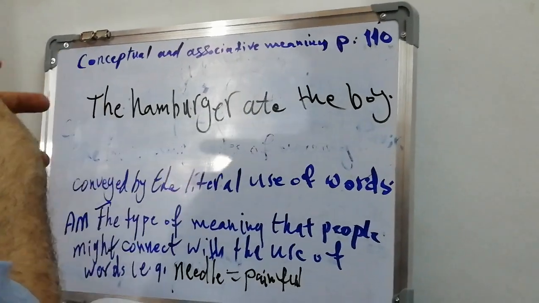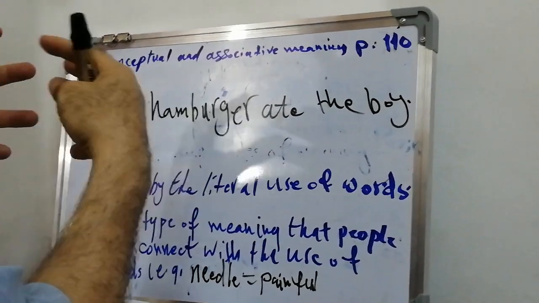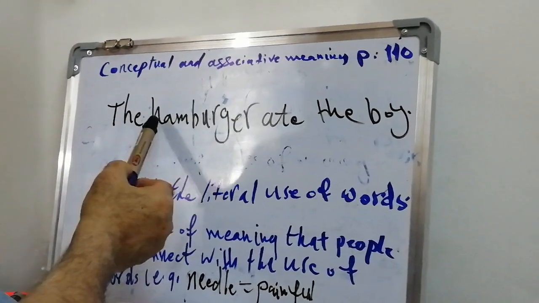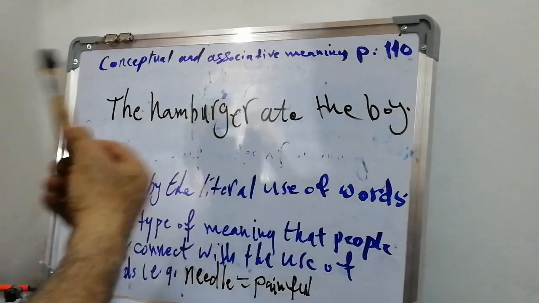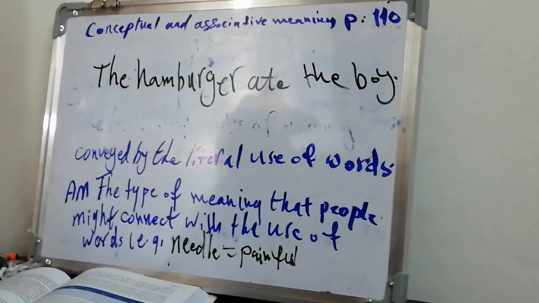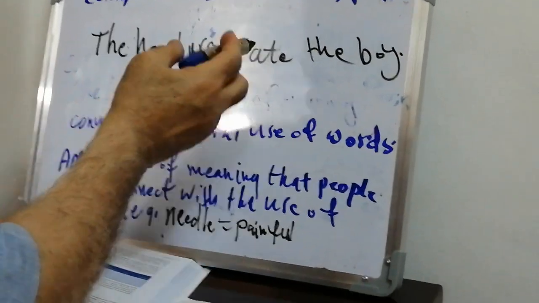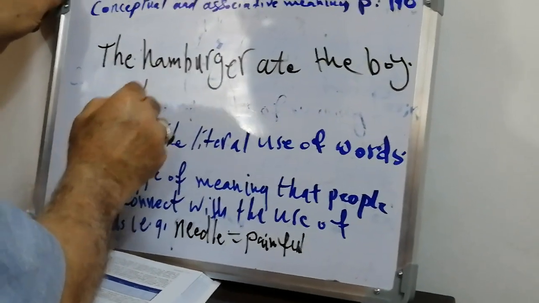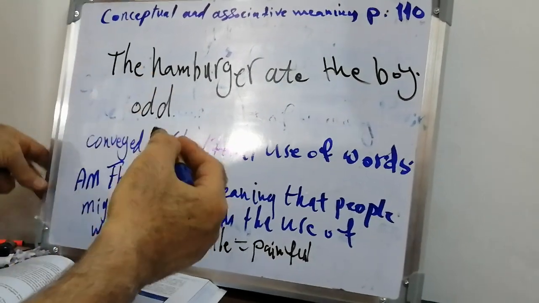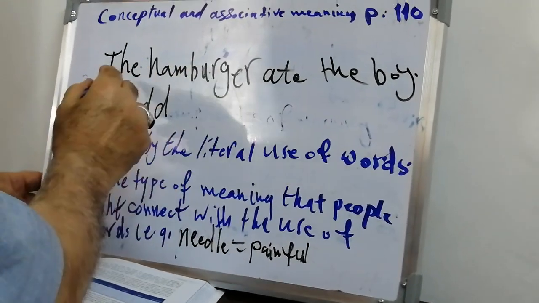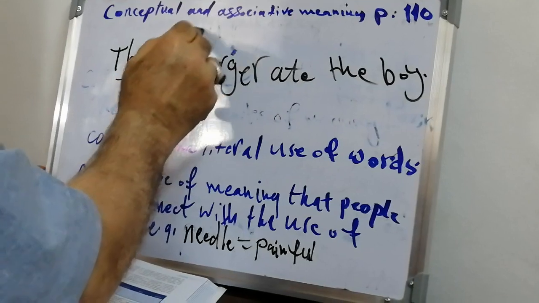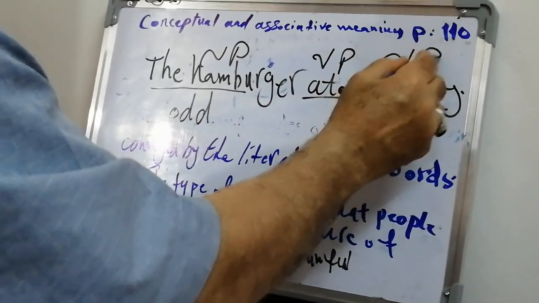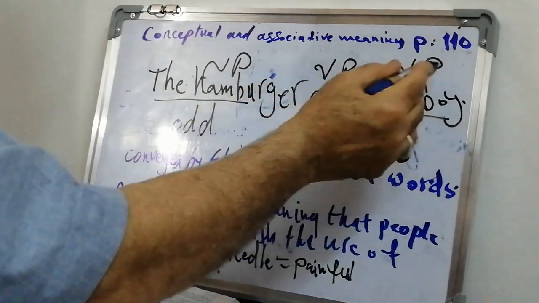Okay, now before I finish this video, there is something here. What is it? Look at the sentence: the hamburger ate the boy. This sentence, syntactically, is okay, acceptable, but semantically it is odd. Syntactically, here NP, verb, VP, and another NP. This is okay.